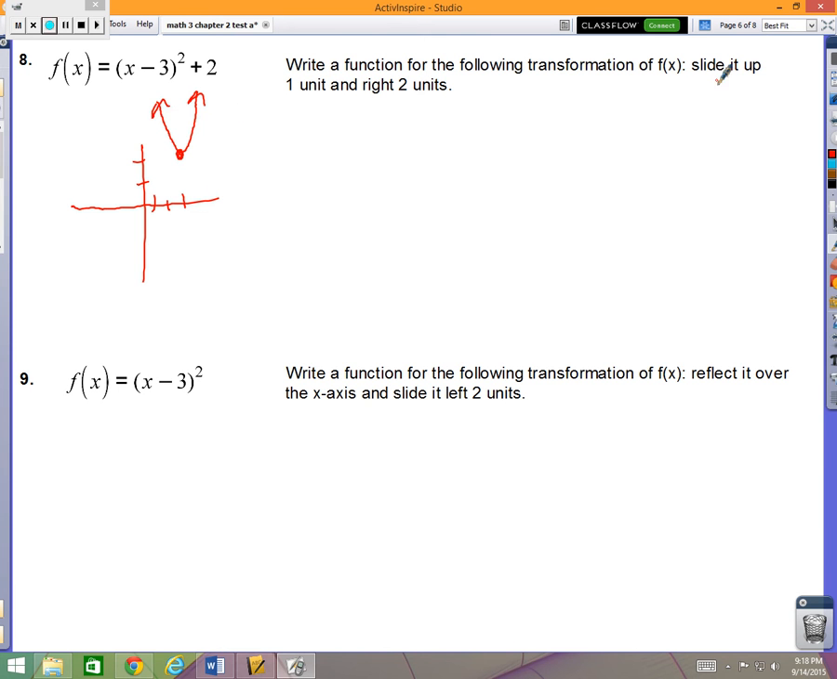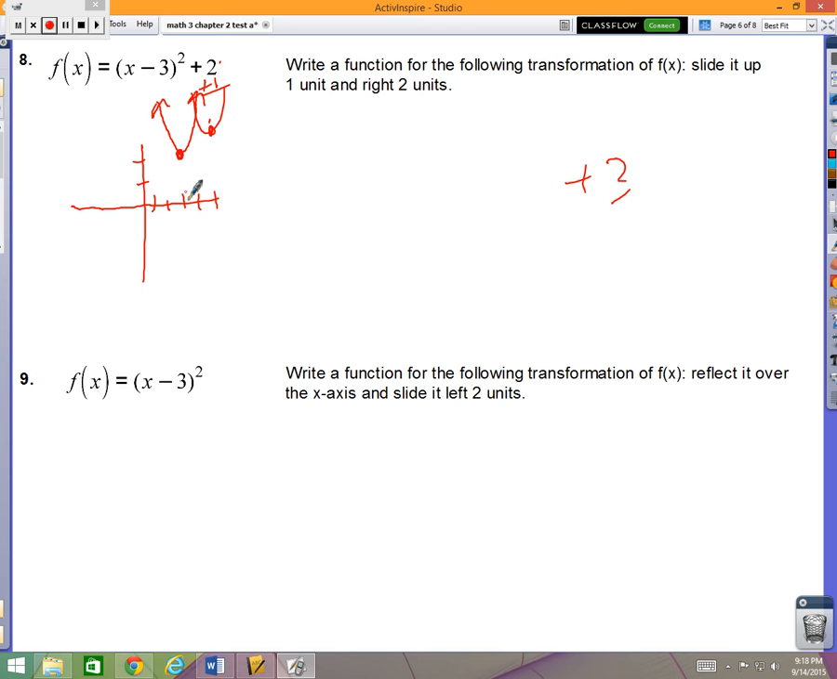Now, you need to take this, slide it up 1 unit. So take this vertex up 1, and then 2 more units to the right. So if you're going to go up 1, you're going to add 1 to this 2. It's going to end up at 3. 2 units to the right, that's going to be over here. So it's going to be up 1 unit, okay, something like that.